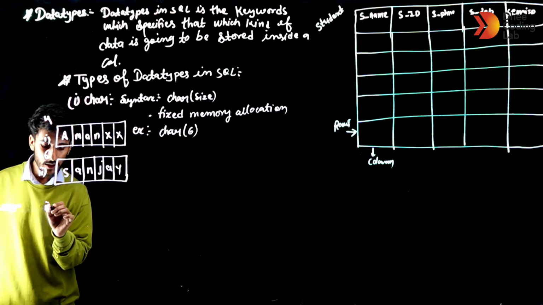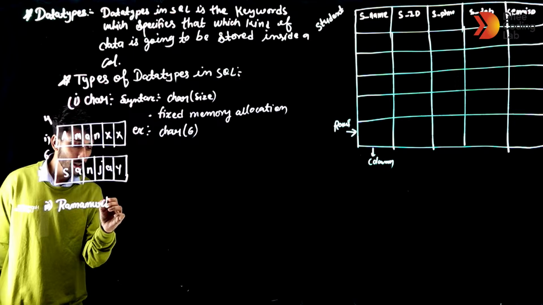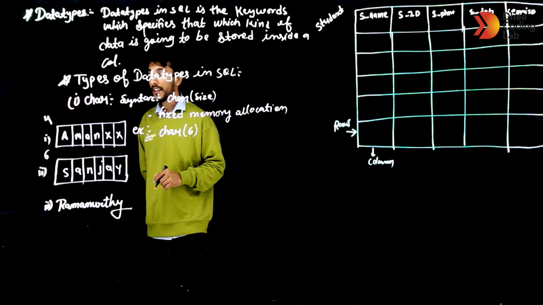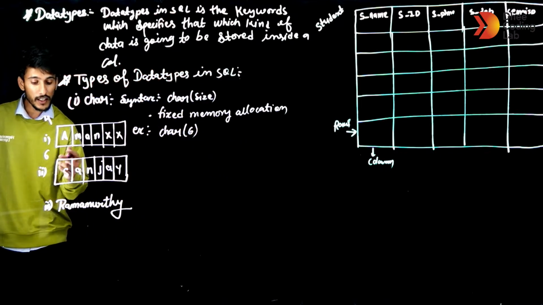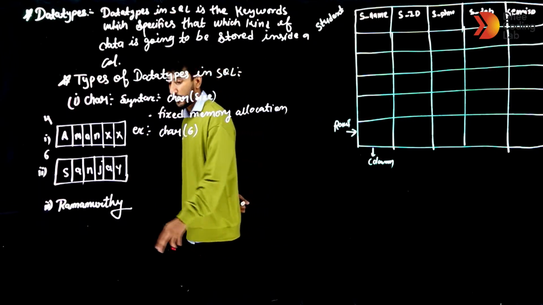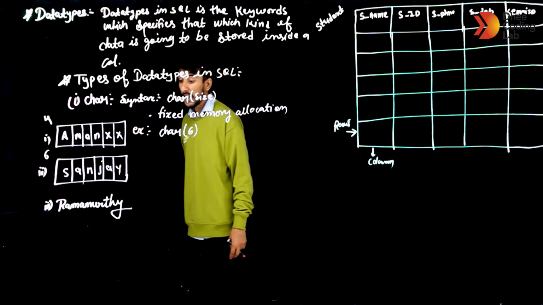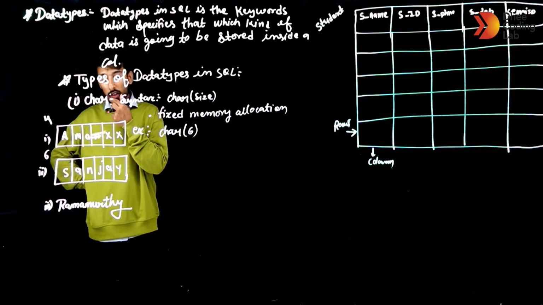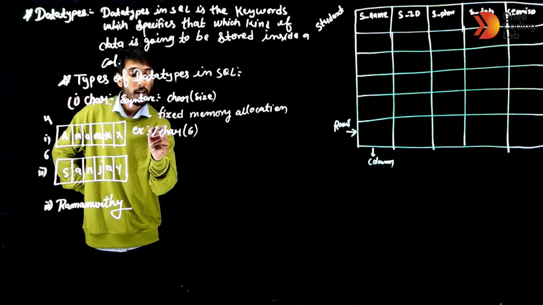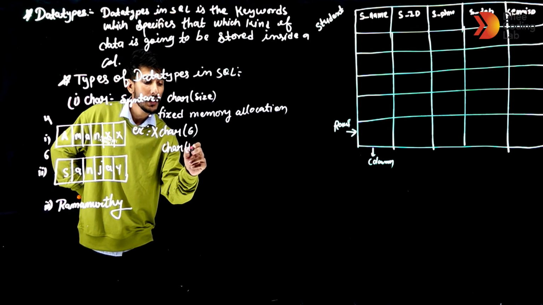Now the third name is Ramamurthy. To store Ramamurthy, how many blocks do I need? Come on, boys and girls. I need 11 blocks. How will I store this? Now this size will fail. Again, I have to create char of size 11.